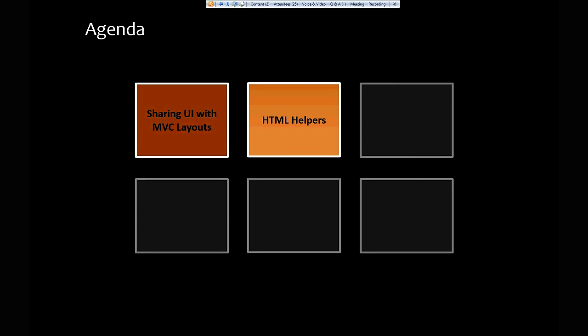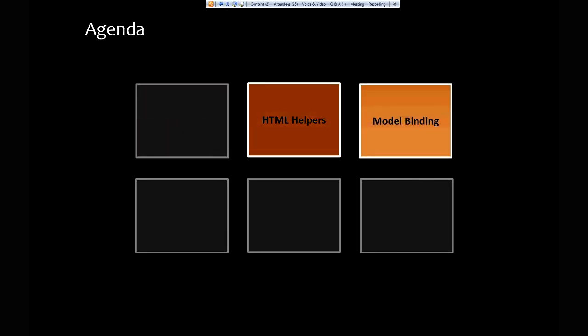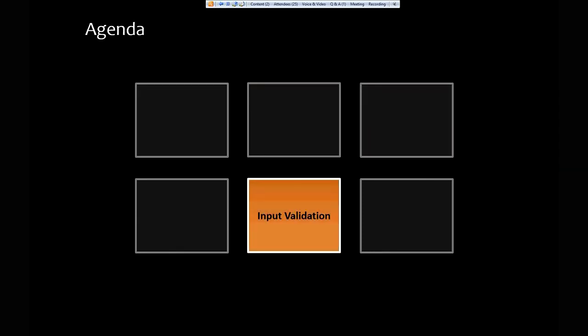These are extension methods that are responsible for taking some information in and outputting a small chunk of HTML. And then we'll look at model binding, which is a way of getting data into your action methods inside your controller. And then the final topic will be input validation. Now, we're not going to spend a lot of time on each one of these topics. We only have an hour and 15 minutes today, so we're going to briefly go over.